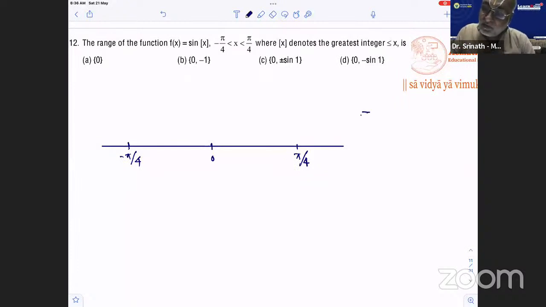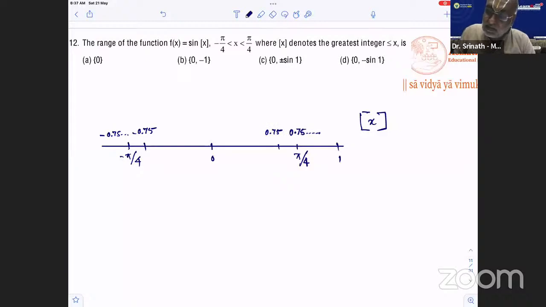There is a function involved, the greatest integer function. Please, every one of you, do concentrate. What is plus or minus pi by 4? It is 3.14 by 4, slightly greater than 0.75, if I am right. So this is the minus 0.75 mark, and here it is the 0.75 mark.